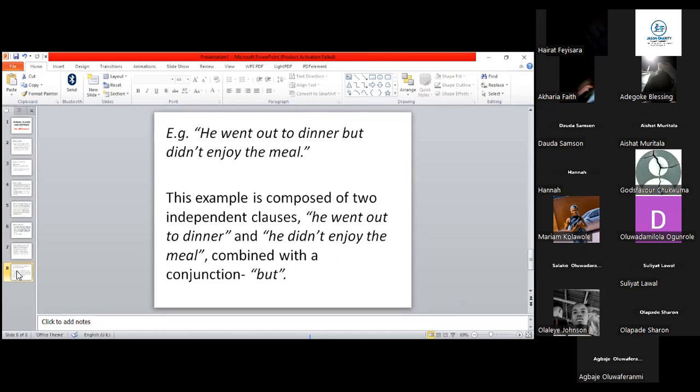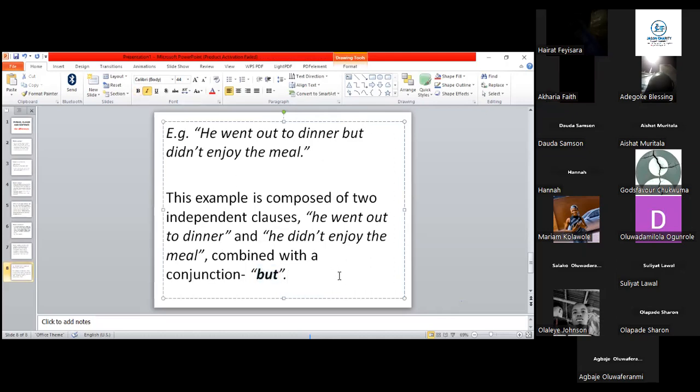Now, in this sentence, we have two sentences, or what we can call two independent clauses. The first one is, he went out to dinner. Yes, that's a message passed across already. That's a meaning passed across already. That's a perfect expression given. And the second one is, he didn't enjoy the meal. Now, these two independent clauses are joined together by the conjunction but.